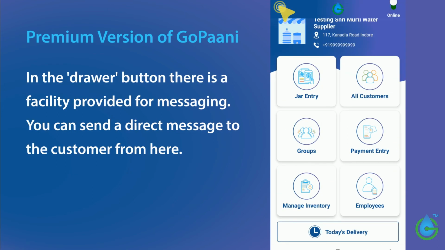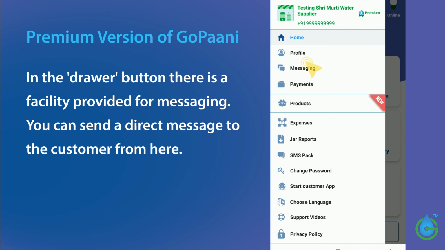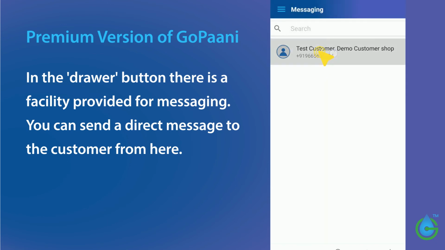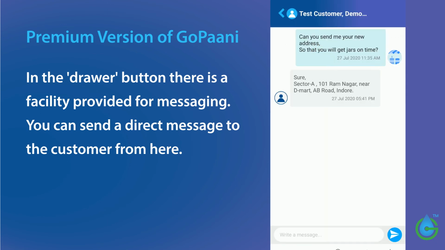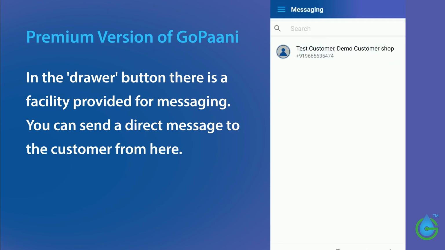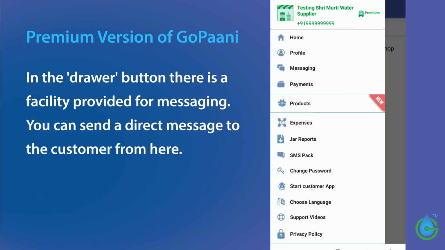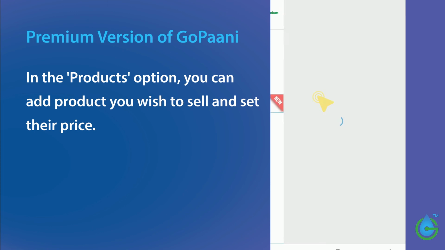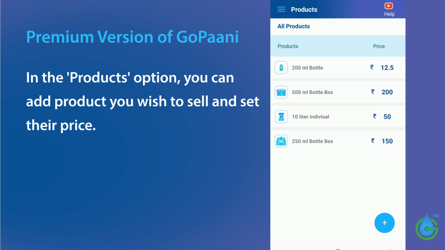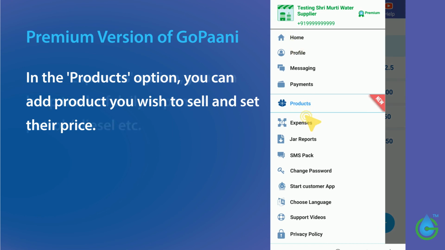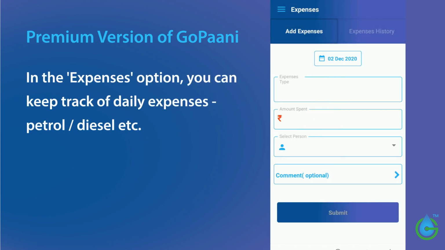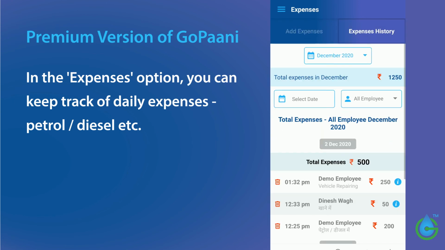In the Drawer button, there is a facility provided for messaging. You can send a direct message to the customer from here. In the Products option, you can add products as you wish to sell and set their price. In the Expenses option, you can keep track of daily expenses of petrol, diesel, etc.